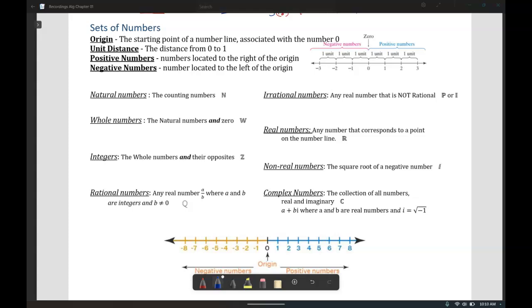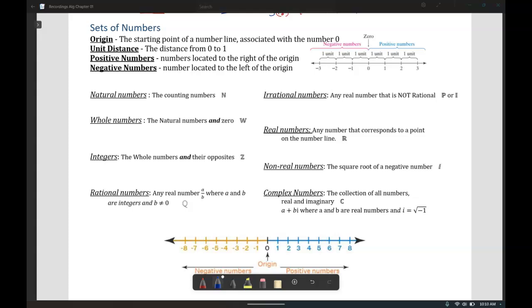Some things that we need to understand is what is the origin. The origin is our starting point. That's what origin means, where we begin. So the starting point of a number line is associated with the number 0, no value. Unit distance refers to how far a number is from 0. And we'll talk about that again when we talk about absolute value of numbers as a unit distance.